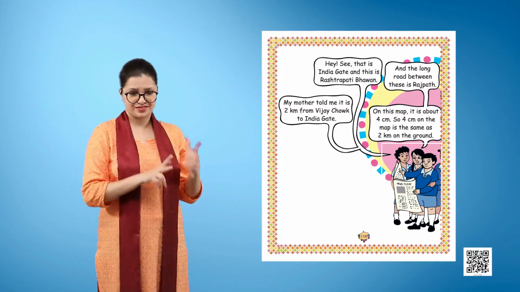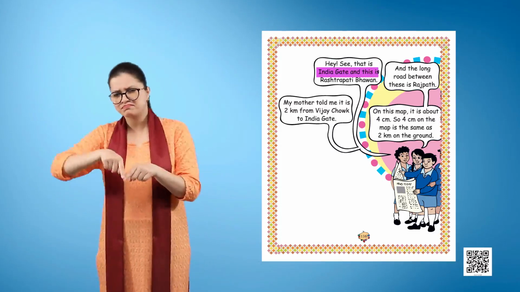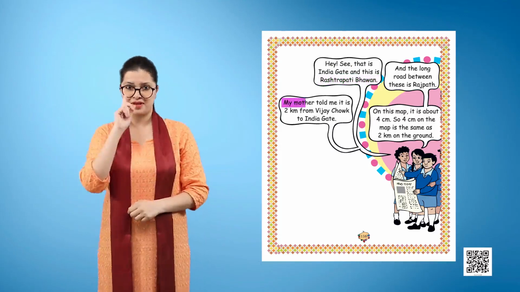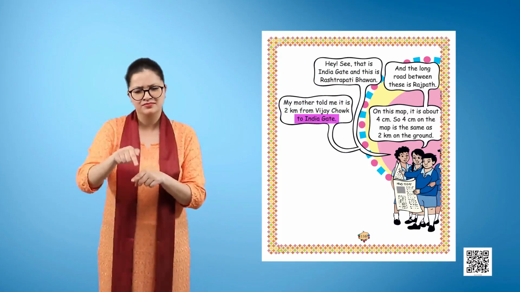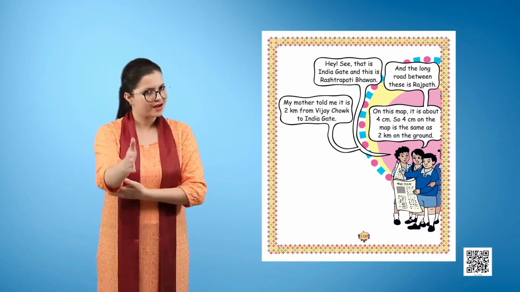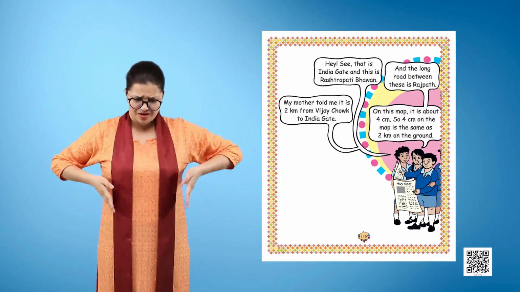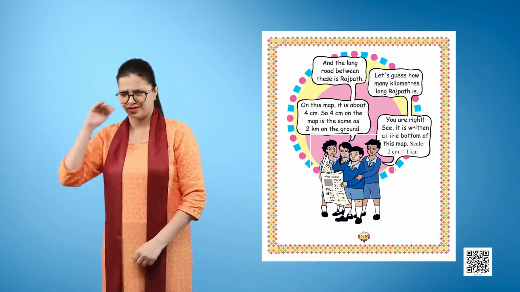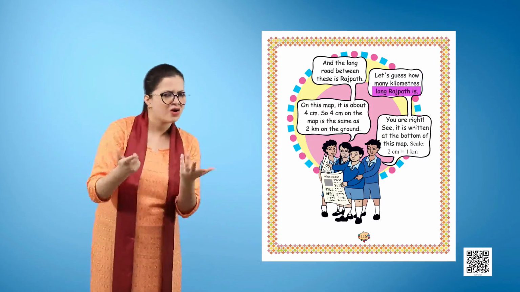A boy says, "Hey, see, that is India Gate and this is Rashtrapati Bhavan. My mother told me it is 2 kilometers from Vijay Chowk to India Gate." A girl replies, "And the long road between these is Rajpath." Another boy says, "Let's guess how many kilometers long Rajpath is."